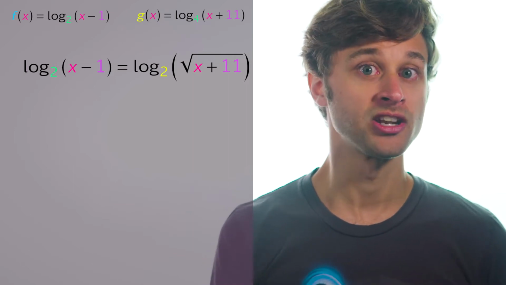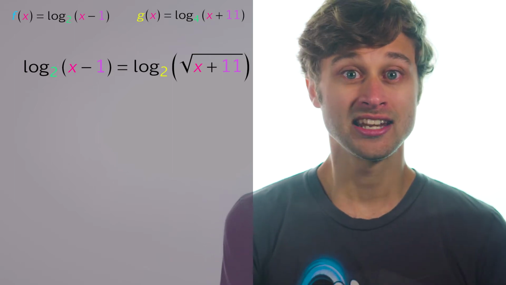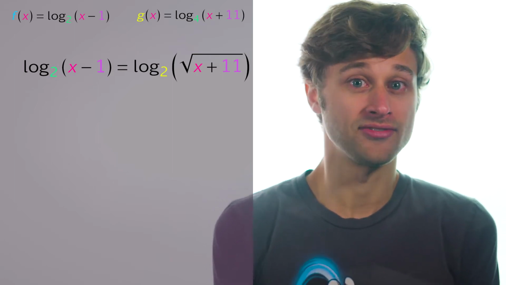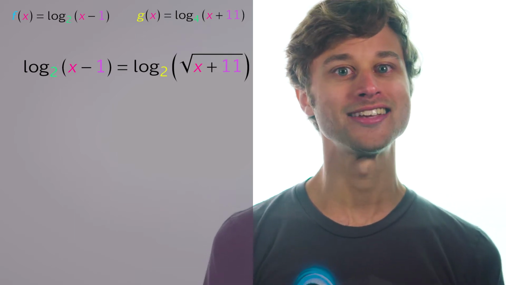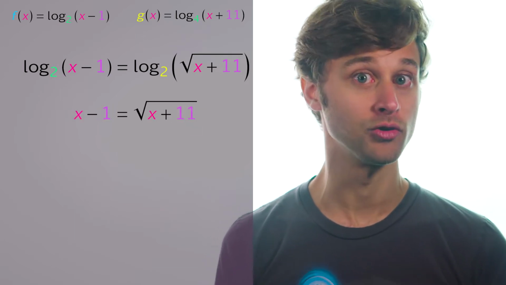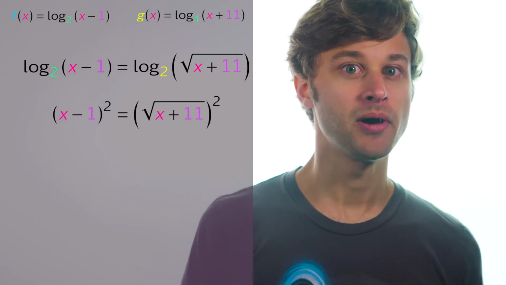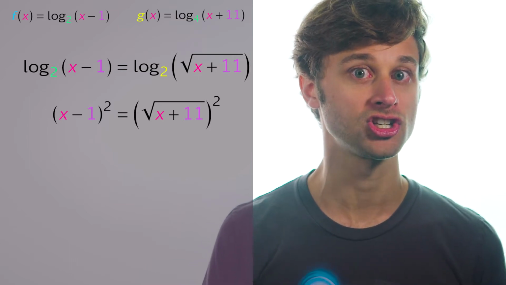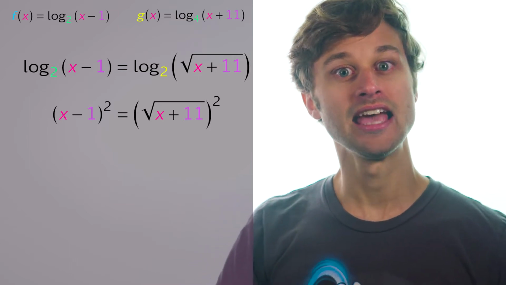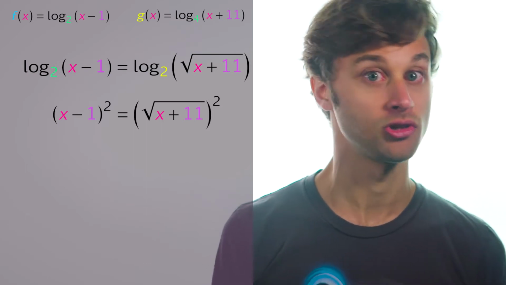So now I have this equation. Log base 2 of (x − 1) is equal to log base 2 of the square root of (x + 11). Now it stands to reason, because the logarithms have the same base, that their arguments must be equal to each other. So now I can say x − 1 is equal to the square root of (x + 11). Now the next thing I want to do is square both sides, but we have to be careful here, because sometimes when I square a function like this, I can get erroneous solutions. So we're just going to need to check all of our solutions at the end to make sure they're valid.